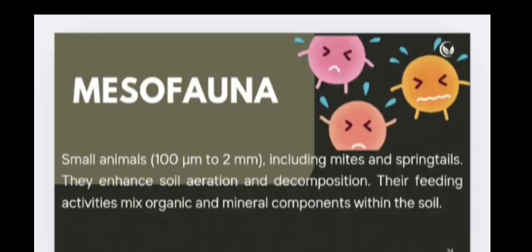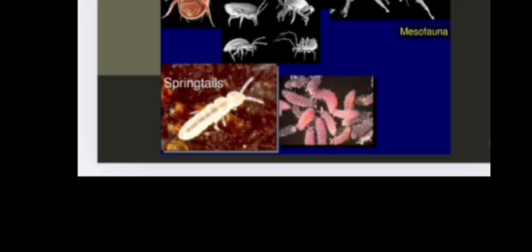The third one is the mesofauna. Small animals, including mites and springtails, they enhance soil aeration and decomposition. Their feeding activities mix organic and mineral components within the soil. Now, here are the examples of mesofauna.